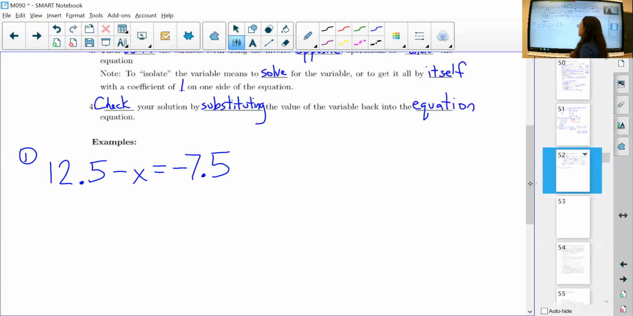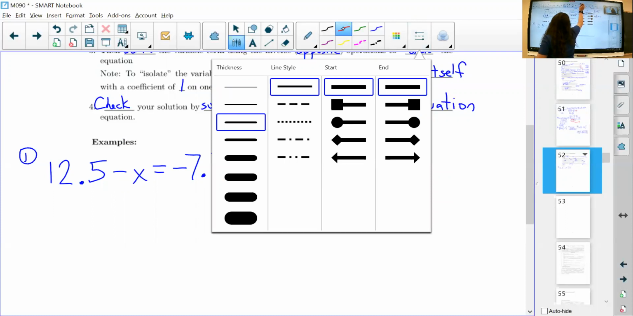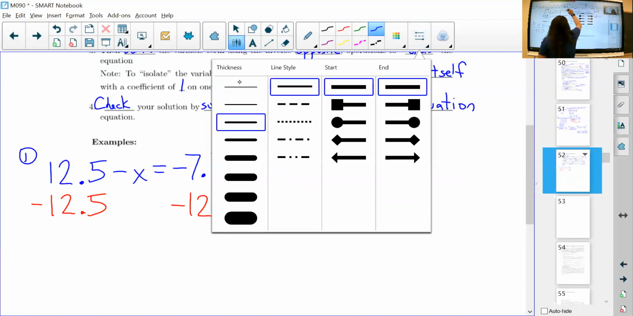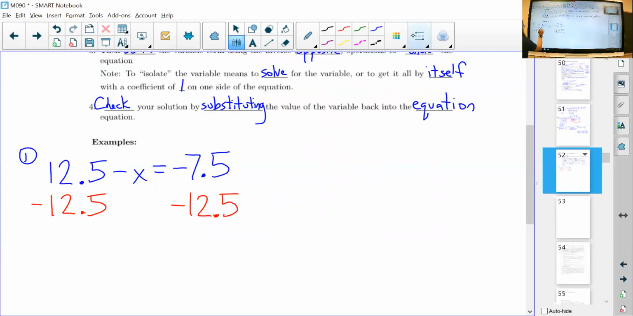Step 2 says, let's get all the variables on one side, all the constants on the other. Right now I have a variable over here and 2 constants, one on each side. So I'm going to move this constant over here. And to do that, I'm going to do the same thing to both sides. I'm going to subtract 12.5, do the opposite of it. When I do that, I get 0 minus x, or just negative x, equals negative 7.5 and minus 12.5.